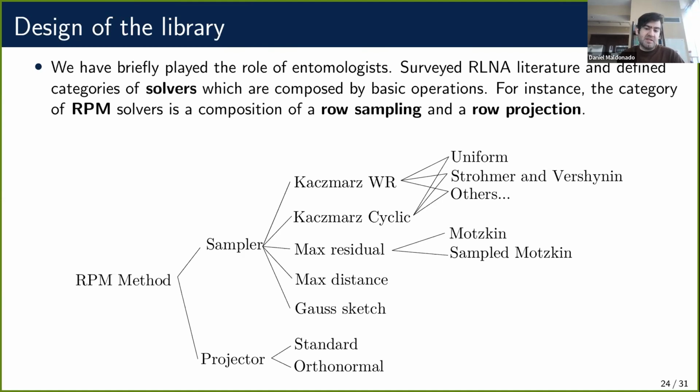So you can sample uniformly, or you can sample in the sense of Strohmer and Vershynin. So all of this means that if we are able to capture these basic kernel operations, then we are able to allow users to exchange or experiment with this by interchanging these basic operations and obtain new methods.